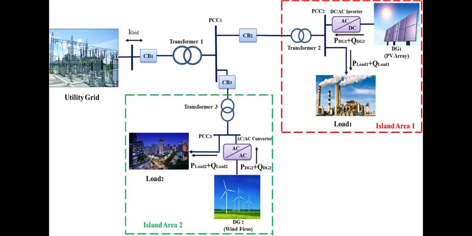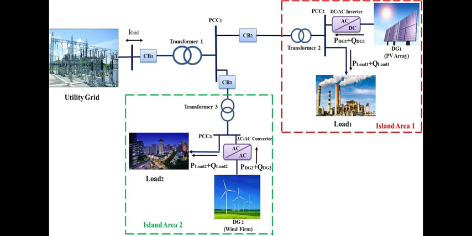Islanding detection methods. Islanding detection methods are techniques used in electrical power systems to identify and detect instances when distributed energy resources, DERs, such as solar photovoltaic systems or wind turbines, continue to generate power in an isolated manner during a grid outage. When a power outage occurs, the main grid shuts down to protect utility workers and equipment.